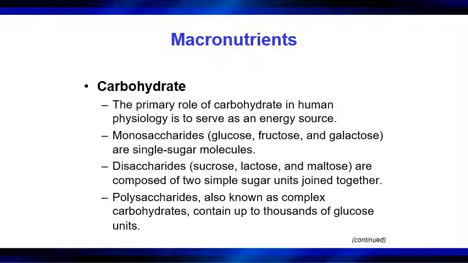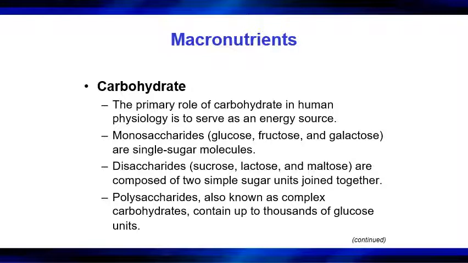So from a dietary perspective, they provide us with a little bit more of an immediate, easier source of energy production, particularly for active individuals. Now, our carbohydrates consist of carbon, hydrogen, and oxygen. And we have three different categories of carbohydrates. We have our monosaccharides, which is your glucose, fructose, and galactose. These are single sugar molecules.